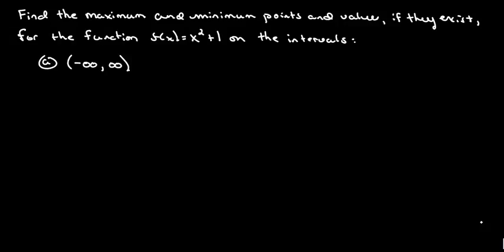Example number 2 asks us to find the maximum and minimum points and values, if they exist, for the function f of x equal to x squared plus 1 on the following intervals. So let's go ahead and get a graph of that guy. Okay, so f of x is equal to x squared plus 1.